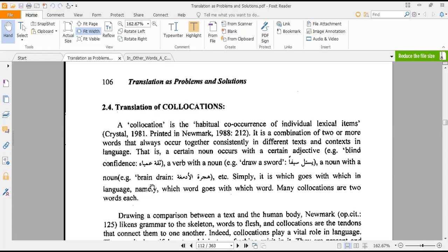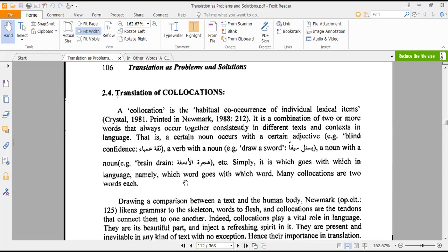For example, brain drain. These two words are collocates, or these two words are a collocation, and they give a specific meaning: هجرة الأدمغة أو هجرة العقول. So, actually, the lexical items are a combination of two or more words that always go together consistently in different contexts and in different texts. But for these two items, we do not have specific rules for why they occur together.